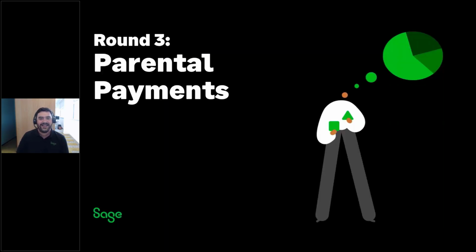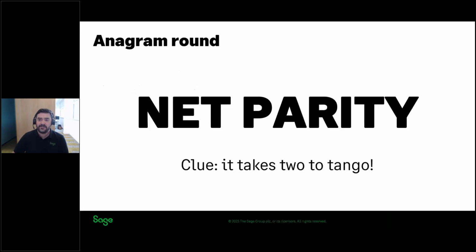Great. So we're ready to go through the answers for round 3. But before we do that, we have our final anagram round. So the anagram for round 3 is net parity. And the clue for that anagram is it takes 2 to tango. So net parity, it takes 2 to tango. Answers in the chat if you want to tell us if you've got it. And we'll tell you the answer to that anagram after the answers to round 3.